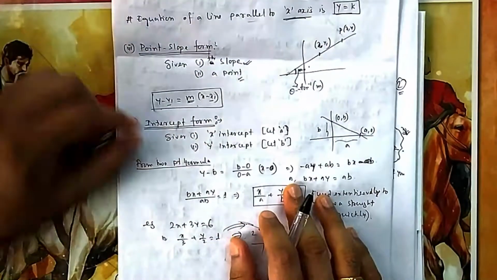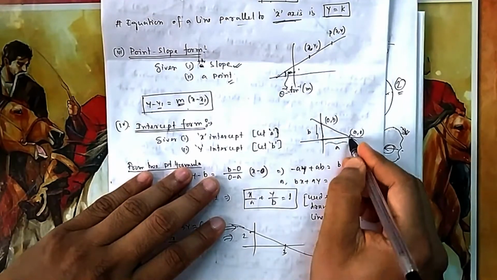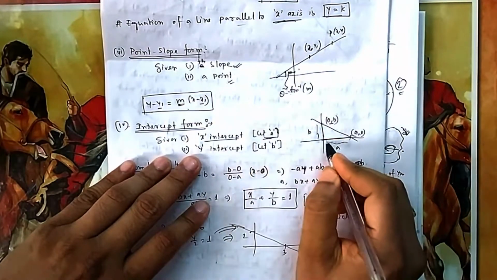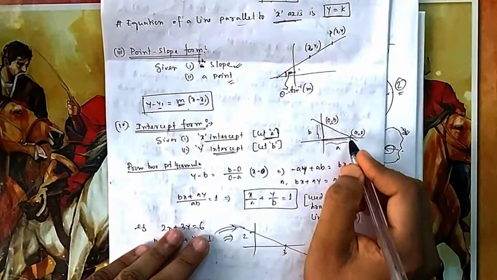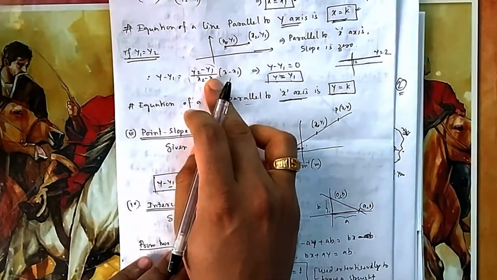What is intercept form? Suppose the x-intercept and y-intercept are given to you. So the coordinates of this point are a comma 0, and 0 comma b. This is the x-intercept, suppose its length is a, and the y-intercept is given, suppose its length is b. So these coordinates are known. So now you know 2 points, so using the 2-point formula you can apply this formula.